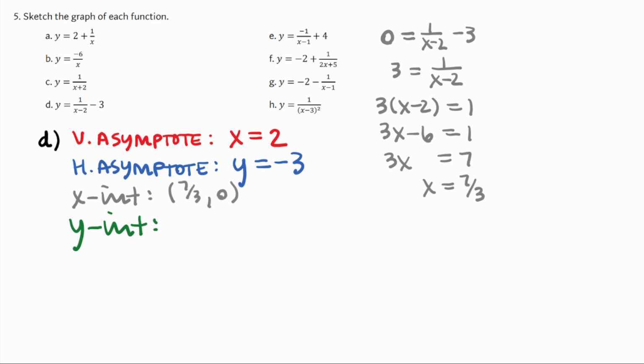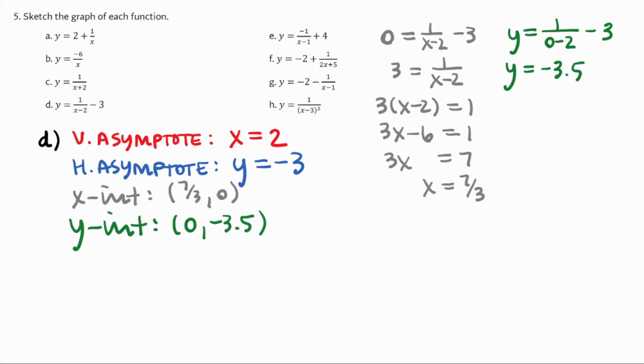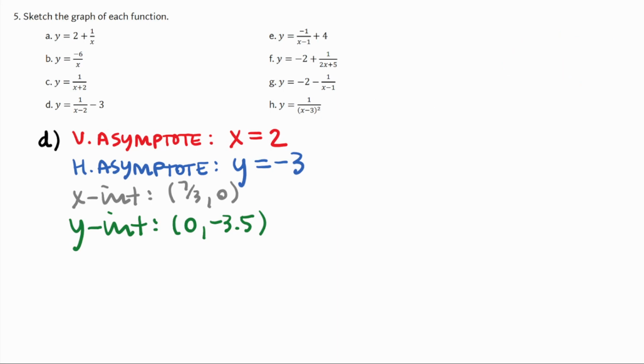Got an x-intercept happening there, and a y-intercept. I will just plug in x equals 0, and I would get y equaling 1 over 0 minus 2, minus 3. So I've got 1 over -2, which is -1/2, minus 3 more, so y equals -3.5. So x equals 0, y equals -3.5. I'm going to clear out all of that work here so I can just go in and sketch the graph. Okay, vertical asymptote at x equals 2. So I'm going to just draw that in.